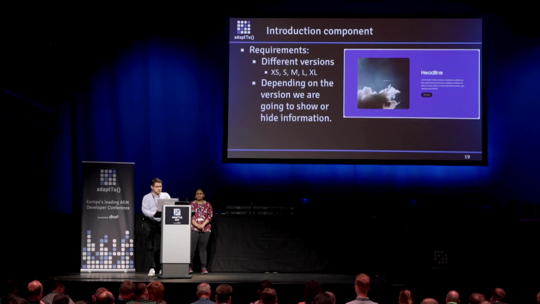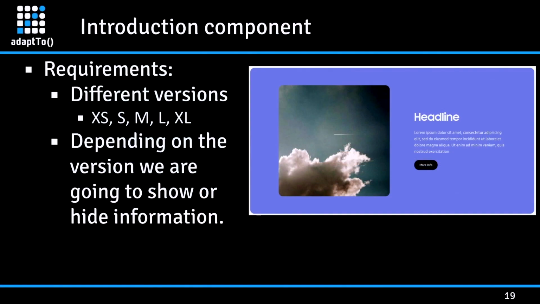So the introduction component, we call it like that. You can see it here. It's a normal component that you can have in any page. So you have an image, you have a headline, description, CTA, and it also has requirements. For example, if you select size S or XS or M, then you are going to show more or less information.